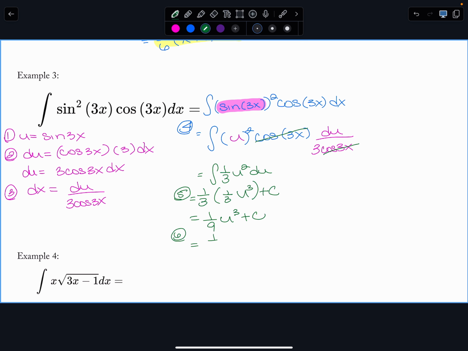And I replug u back in. So it's 1/9 sine cubed 3x plus c.